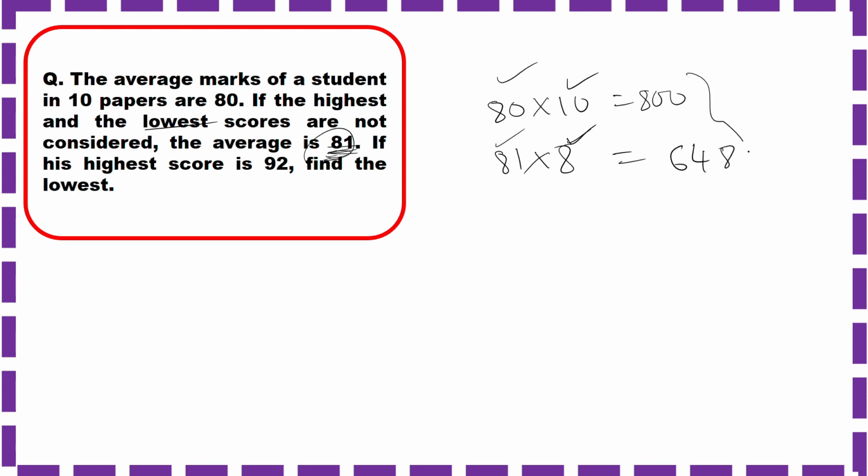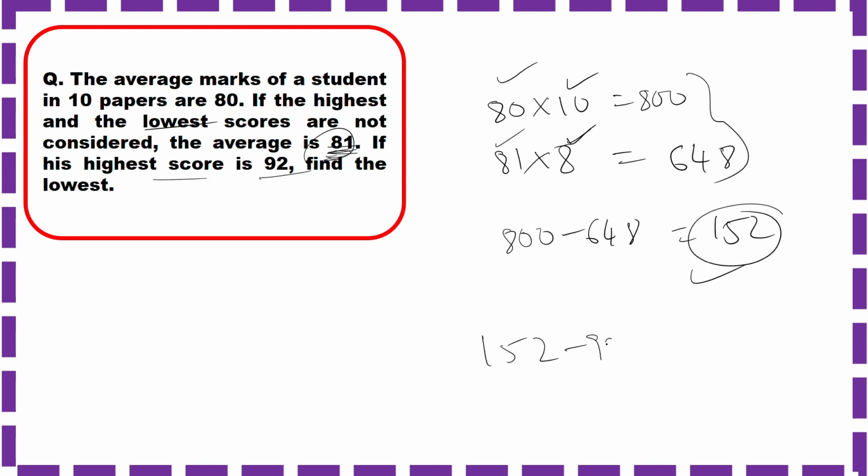So if we subtract these two, 800 and 648, what do we get? We get 152 marks. What are these 152? This 152 is the combination of the lowest mark as well as the highest mark. Here we have 92 as the highest score. So 152 minus 92. Subtract. What do we get? 60. 60 is the lowest mark.